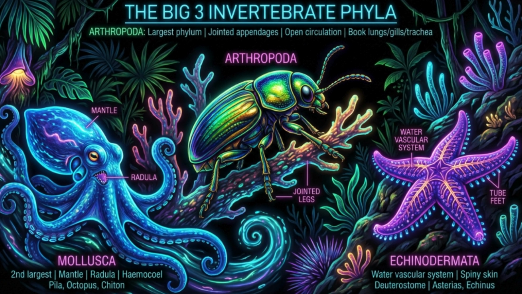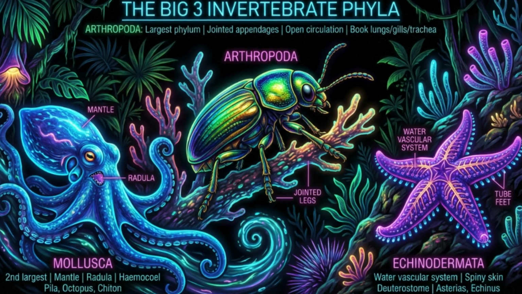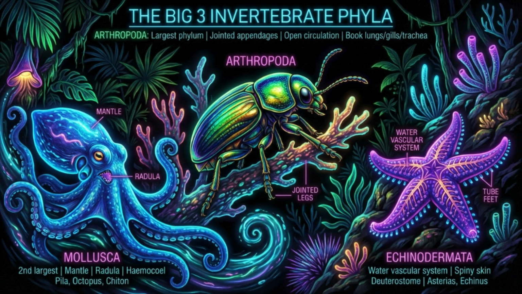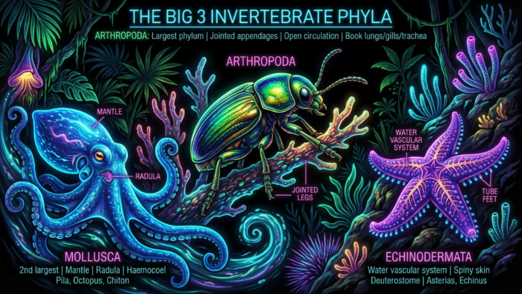Now the heavy hitters. Arthropoda, the largest phylum in the entire animal kingdom. Jointed appendages, that's what Arthropoda literally means. Exoskeleton of chitin. Open circulatory system. Respiration varies. Book gills in Limulus. Book lungs in scorpions. Trachea in insects. Examples, Apis the bee. Bombyx the silkworm. Laccifer the lac insect. Anopheles, Culex, Aedes, all mosquitoes you must know.